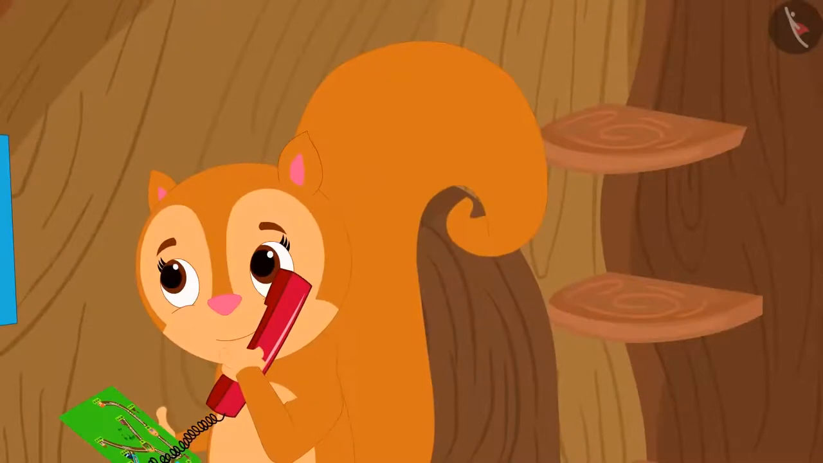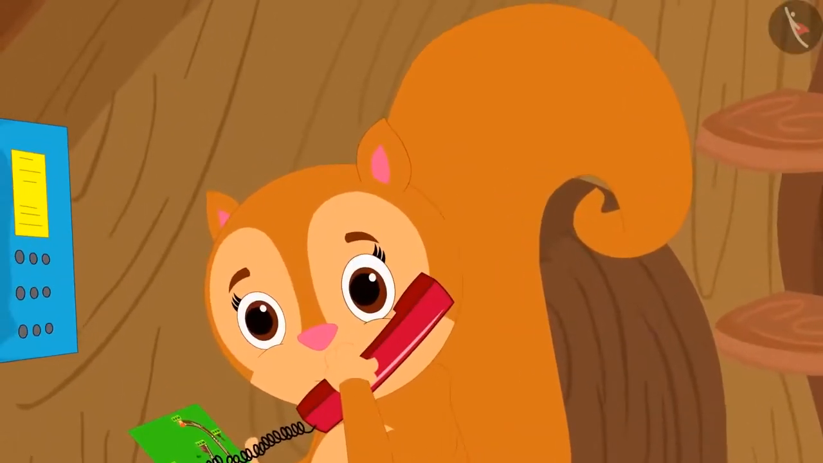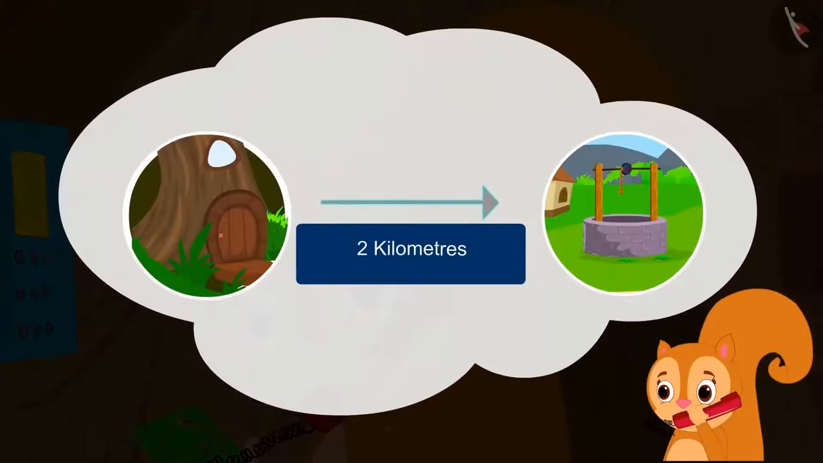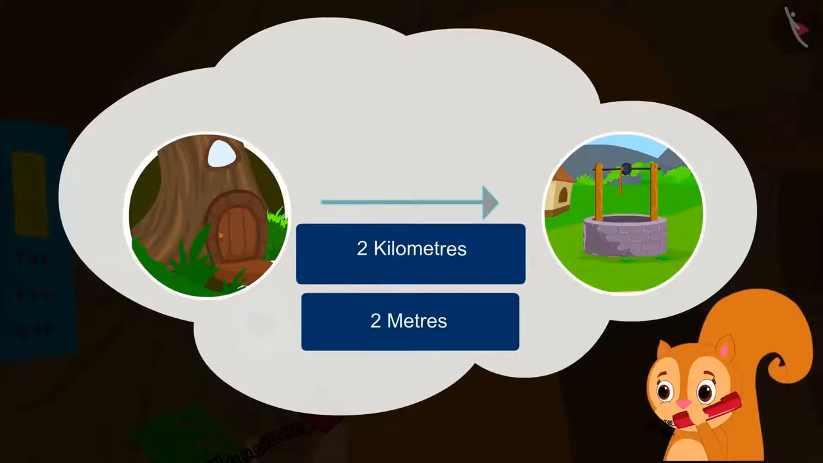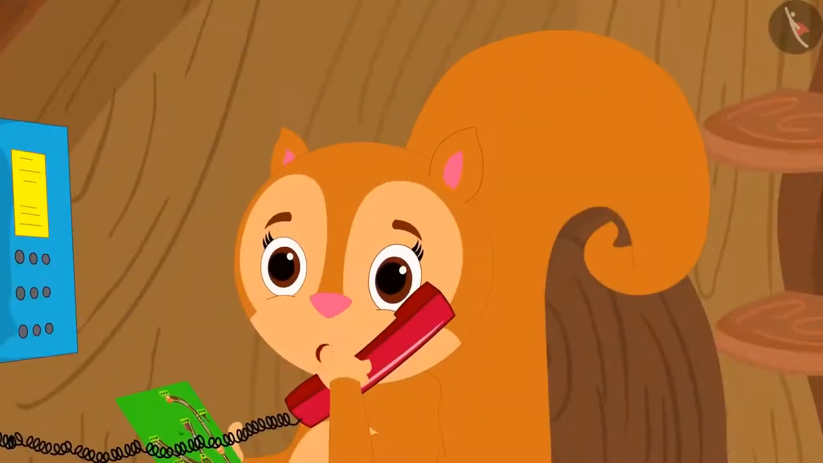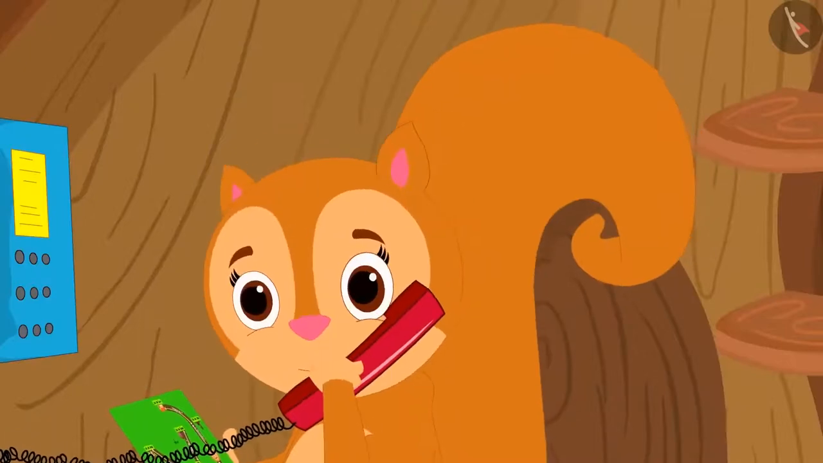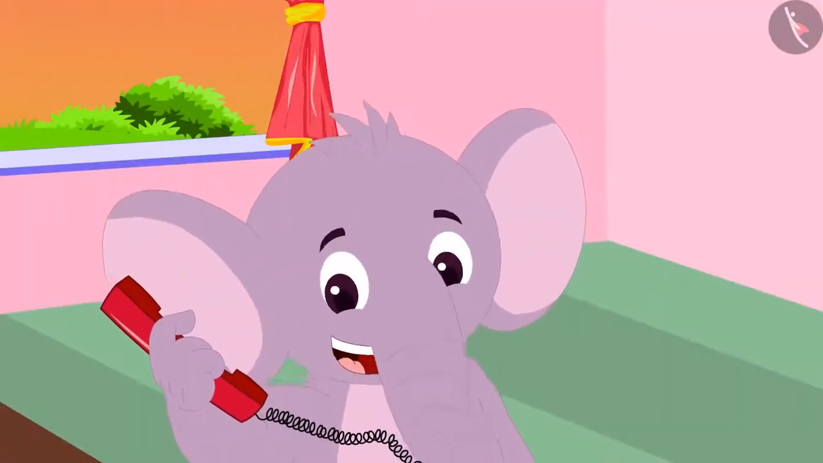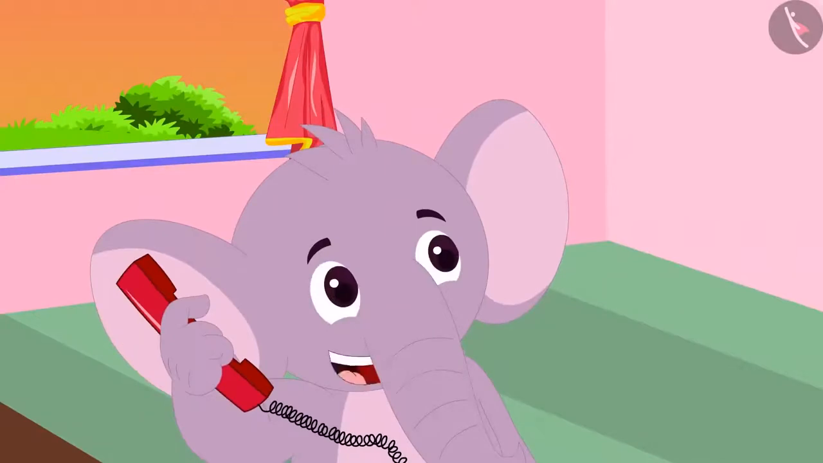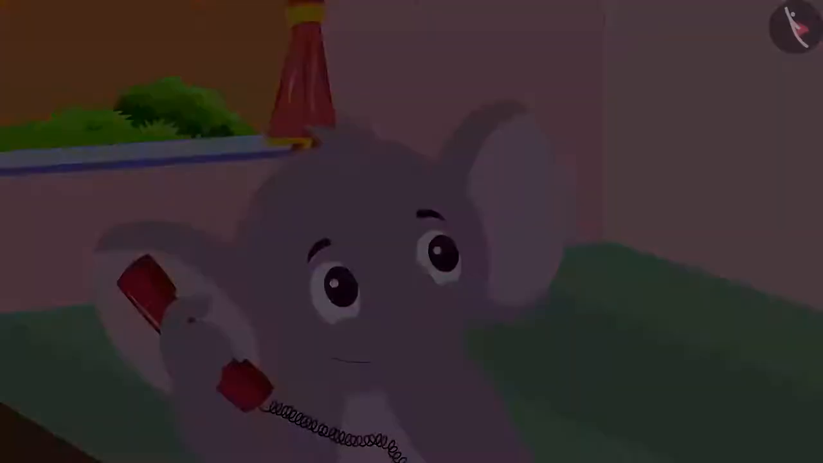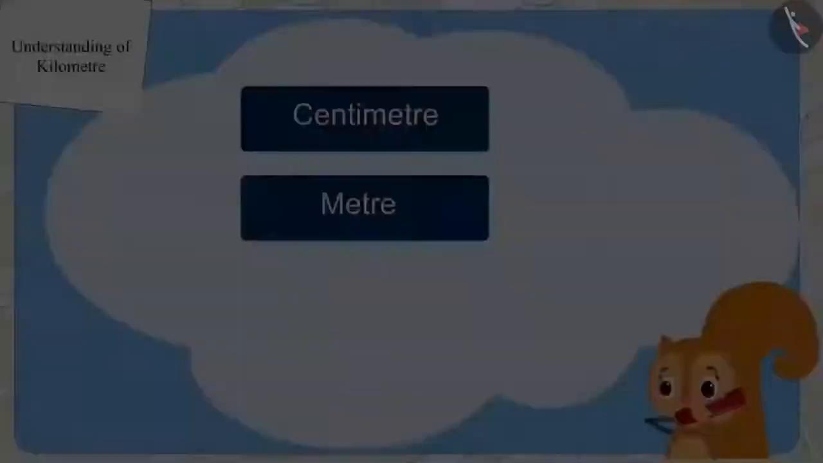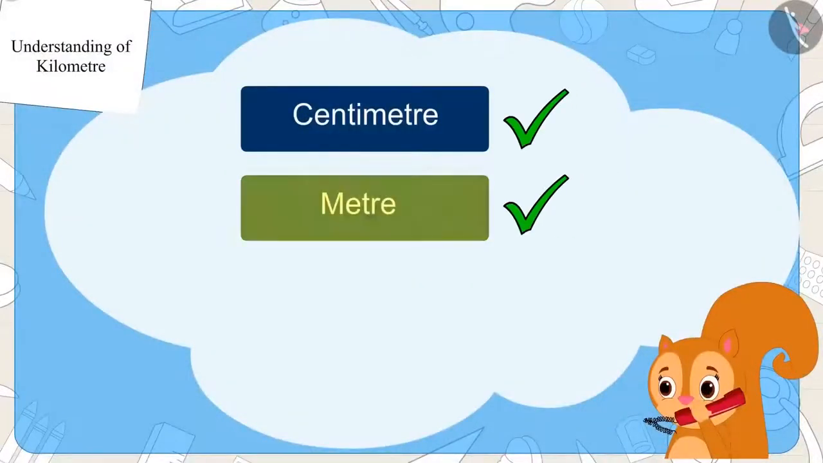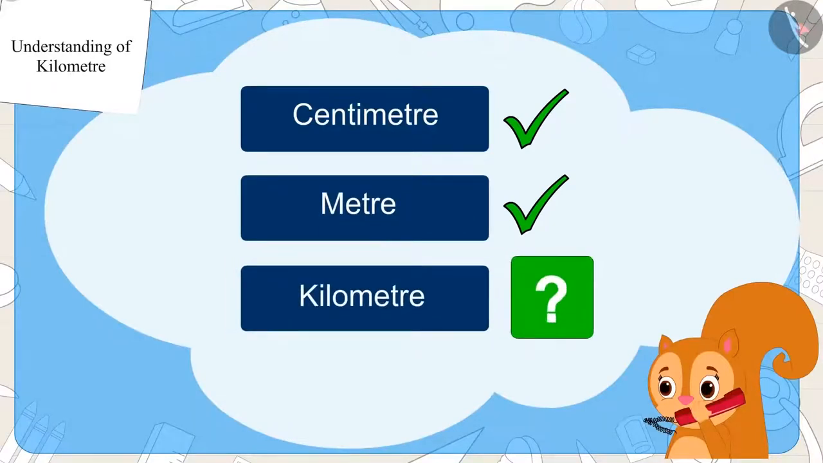Chanda thought that she heard Appu wrong. She told Appu, I think you mistakenly said 2 kilometers in place of 2 meters. You do remember, right? Now I know all about meter. On hearing this, Appu laughed. Chanda, I did say 2 kilometers, okay? Chanda was surprised. I have understood about centimeter and meter. Now, what is this kilometer?